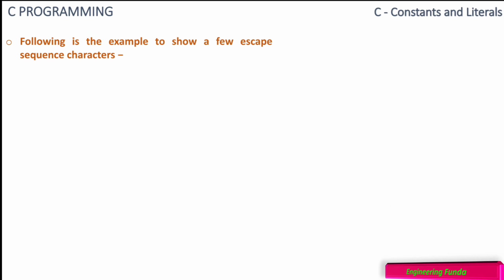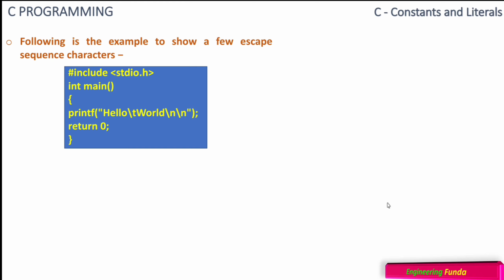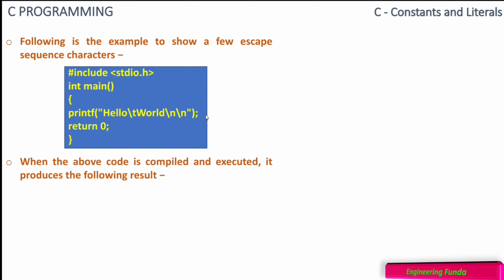Following is an example to show a few escape sequence characters. Here you can see that in this printf we have written hello, then \t, world, \n and \n. When the above code is compiled and executed, it produces the following result. Here you have hello, then \t, which means a tab space is given here. Then you are writing world, and after world there are 2 new line characters. So there are 2 new lines after hello world.